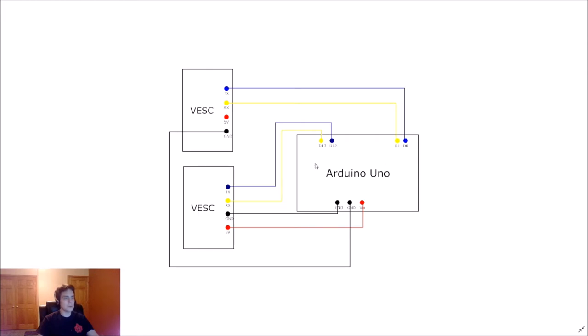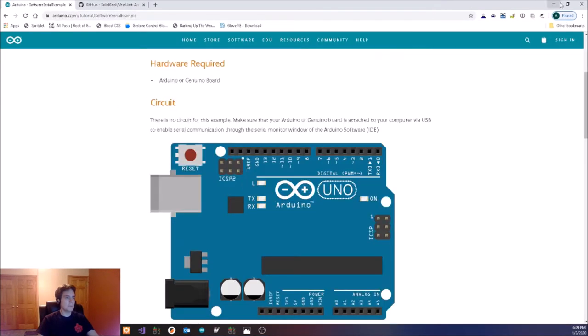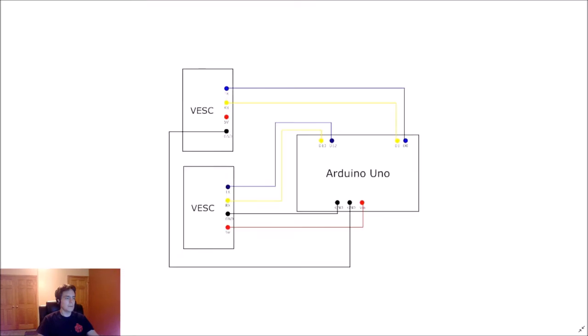Now if you want to hook up more than one VEC and control them independently, you're going to need to use the software serial library, which you can find online. But for this example, I chose digital pins 13 and 12 for my RX and TX pins. So TX goes to RX, which I chose as pin 12, and RX goes to TX, which I chose as pin 13 on the Uno.